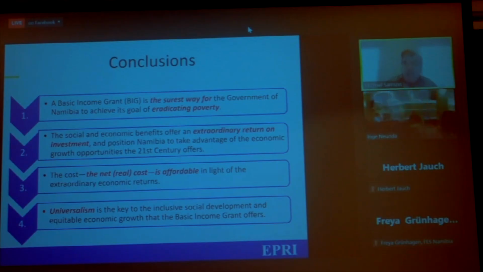A basic income grant is the surest way for the government of Namibia to achieve its goal of eradicating poverty. And the social and economic returns to this are extraordinary, in particular in terms of laying the foundation for building the cognitive and human capital that today is the foundation of the wealth of nations.